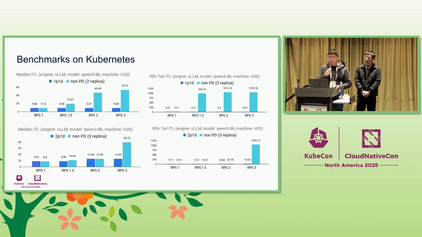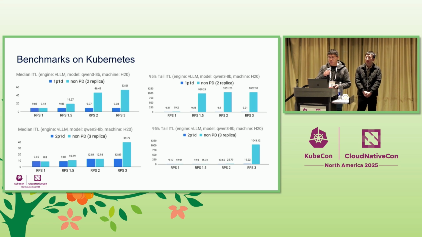So these figures demonstrate the substantial benefits of PD disaggregation in reducing inference time and latency, and increasing request load. Across both 1P1D and 2P1D configurations, PD disaggregation consistently outperformed the non-PD baseline, maintaining low latency. The performance gains are particularly pronounced at high loads. We observe up to 2x improvements in P95 tail latency for the 2P1D setup, and over 5x improvements in median ITL in the 1P1D setup.